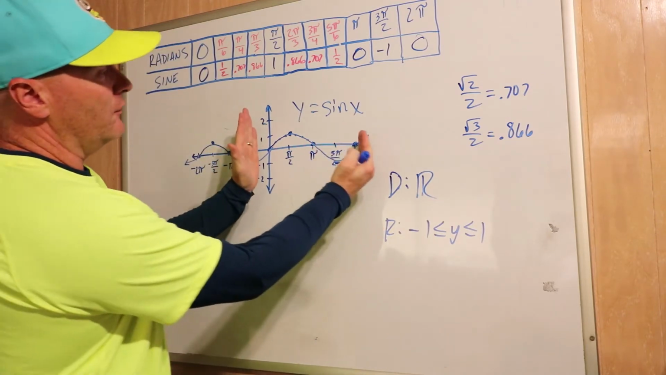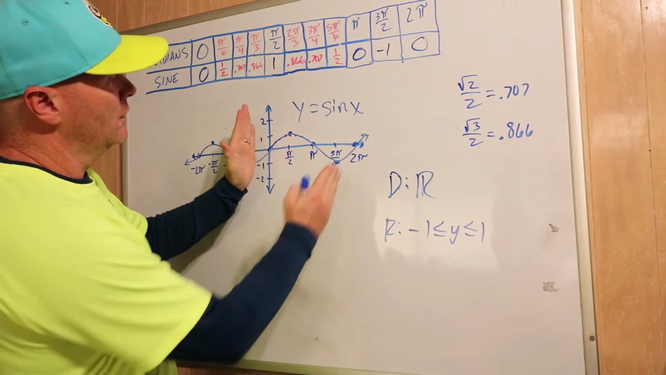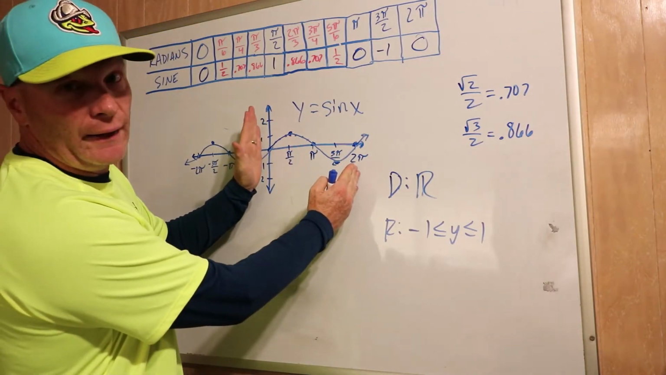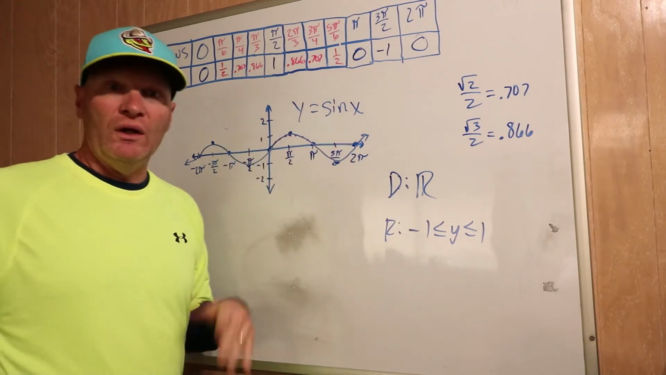The length of time that it takes to make it through a cycle is called a period. Okay, so on this one the period is 2 pi. That means it takes 2 pi radians to make it all the way through one cycle.